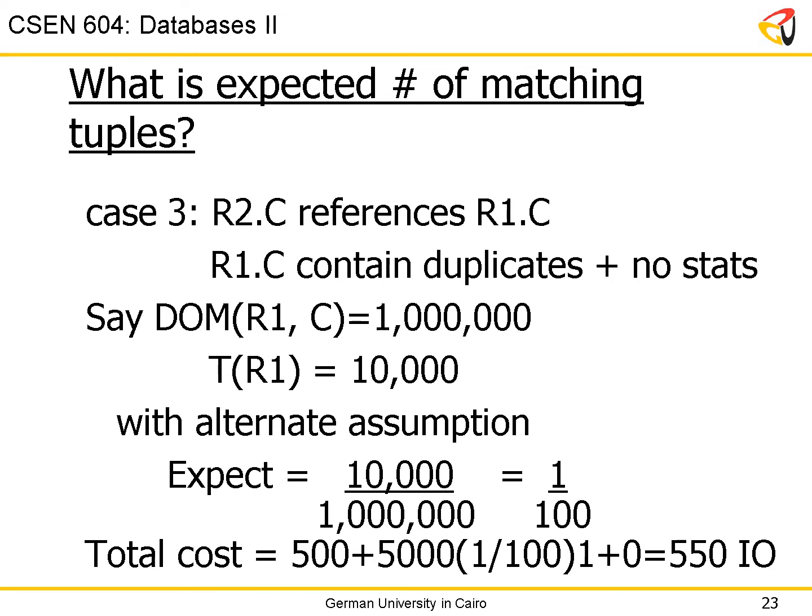Now, what's the third case? Well, R2.C references R1.C. We're working with the same example. R1.C contains duplicates. It's the same example we mentioned before, but we don't have any stats. So if we don't have stats and we work with the domain, and you haven't defined the domain properly, the database assumes the domain based on the data type, and you can go off with really bad estimations here.